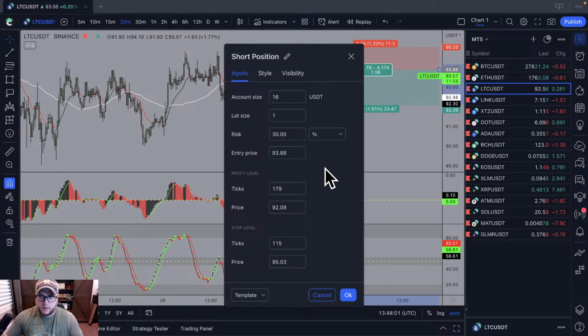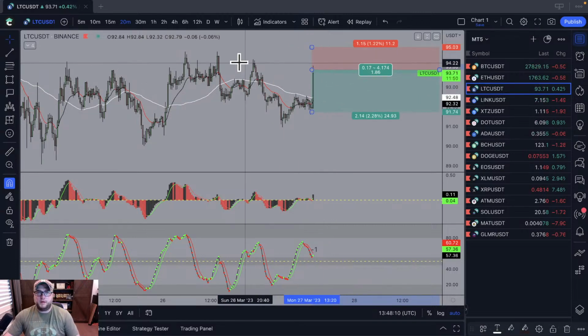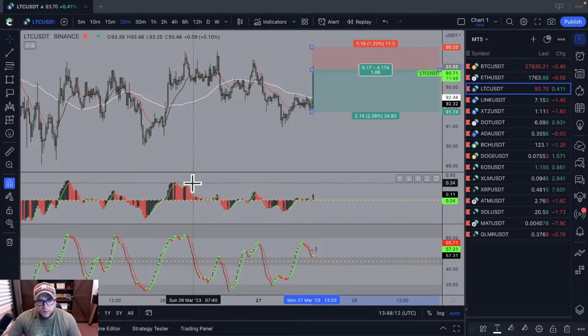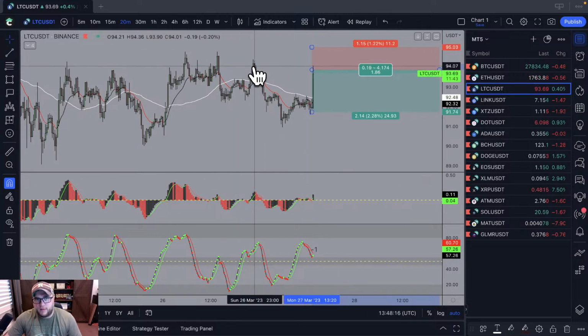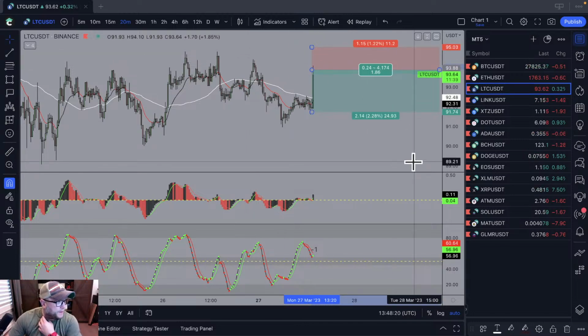93.88. So that's the entry that I got. Right now we are 0.3 into profit, but it's still messing around over there. And look what happened. Look what over here we have. We have everything above this. Everything from here up is going to be a divergence as long as we don't make a higher high. And those are easy to take every day of the week.